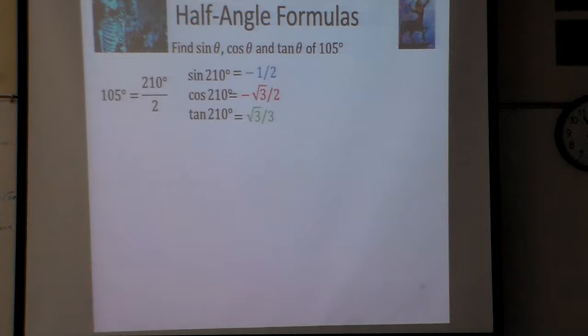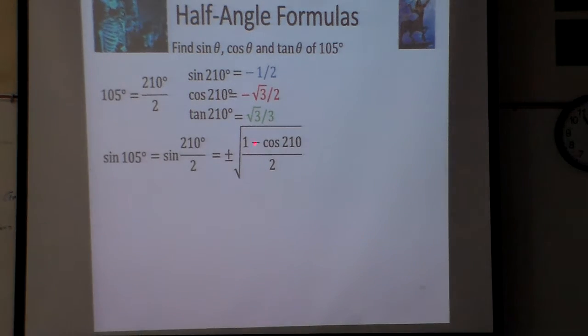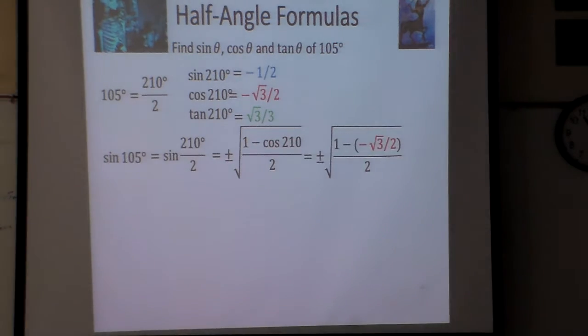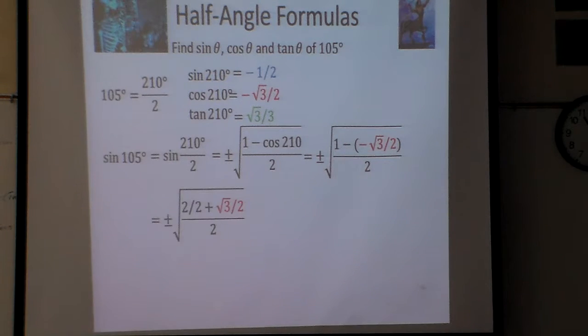So here's what we're going to do. To find the sine of 105 degrees, I'm going to take 210 divided by 2. Here's my formula: it's equal to plus or minus the square root of 1 minus the cosine of 210. The cosine of 210 is negative square root of 3 over 2, but when I minus a negative, it's the same as a positive. I've got to get this 1 into a common denominator so I can put them together. And when I do, I have 2 plus square root of 3 over 2, over 2.